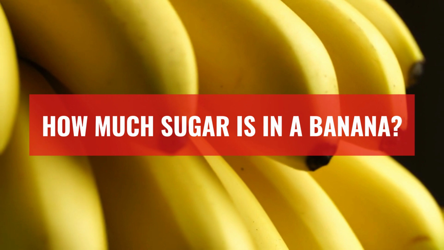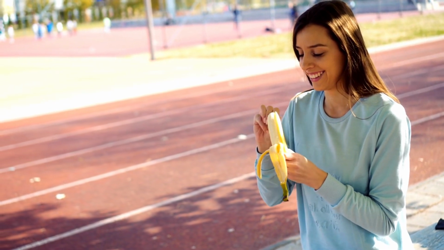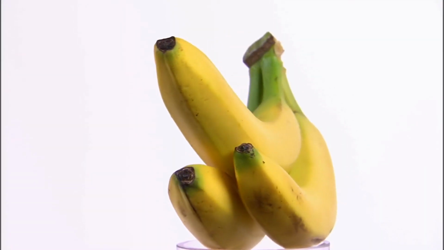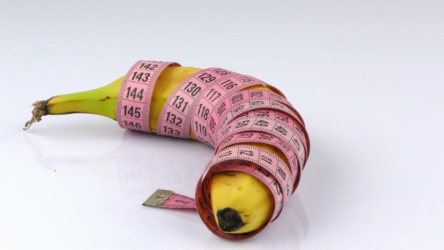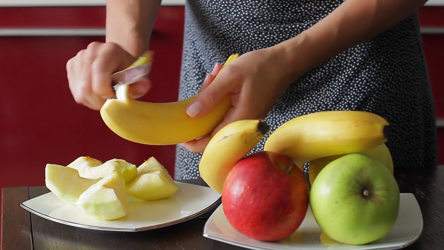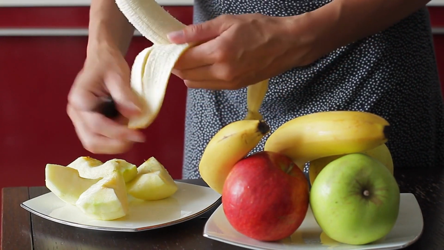How much sugar is in a banana? One medium banana contains 29 grams of carbs and 112 calories. The carbs are in the form of sugar, starch, and fiber. A medium banana contains about 15 grams of sugar. Bananas also contain fiber, which may reduce blood sugar spikes. In addition to starch and sugar, a medium banana contains 3 grams of fiber.